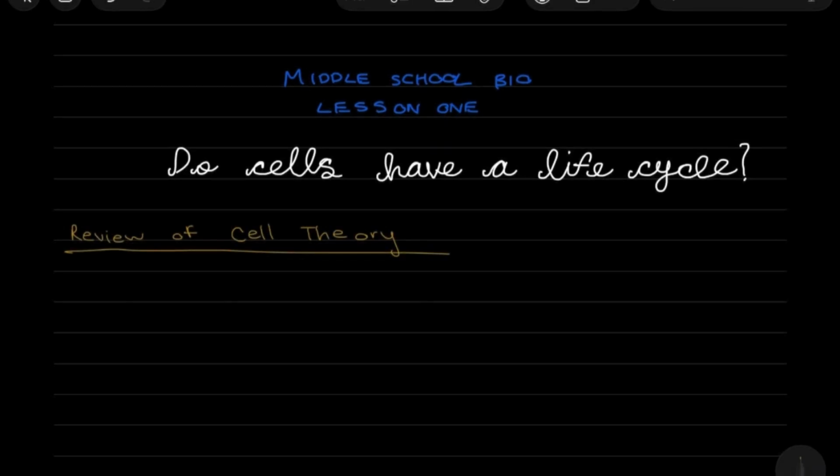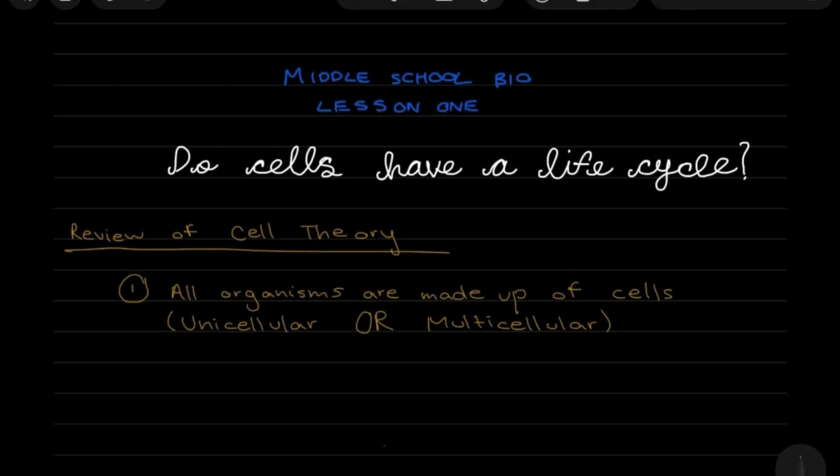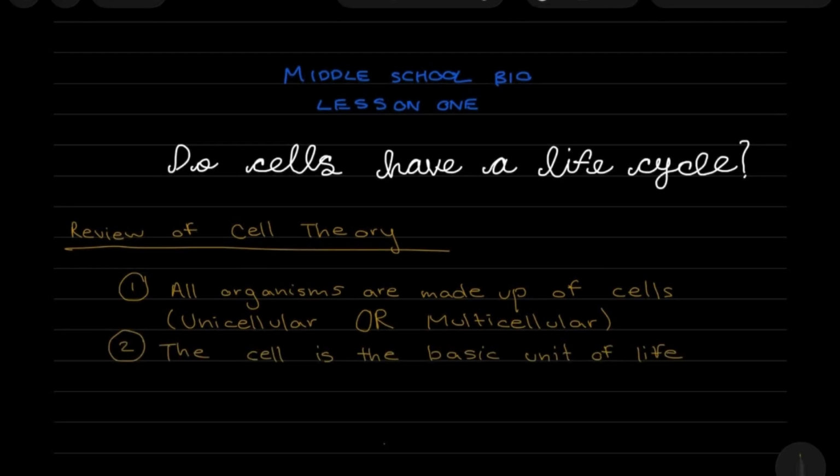Let's start with reviewing the cell theory and its principles. Principle number 1 says, all organisms are made up of cells. The organisms can be either multicellular or unicellular. Unicellular means to be made up of only one singular cell, and multicellular means the organism is made up of more than one cell. Principle number 2 says, the cell is the basic unit of life.